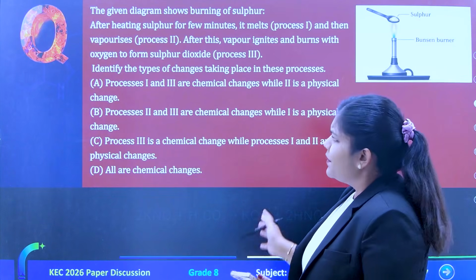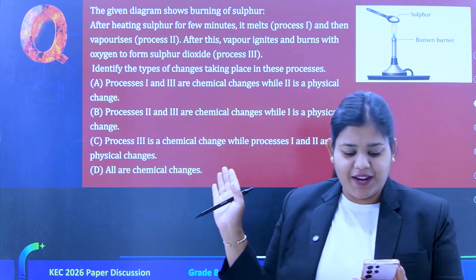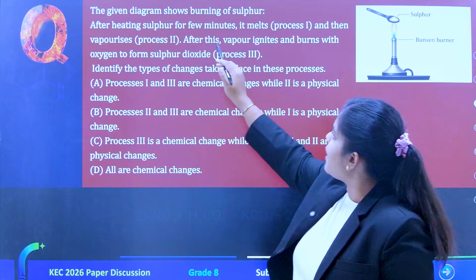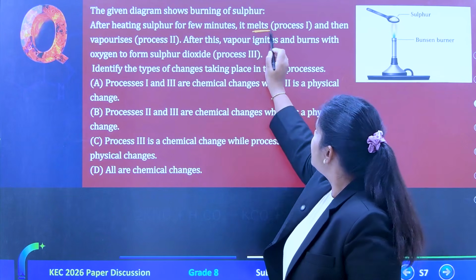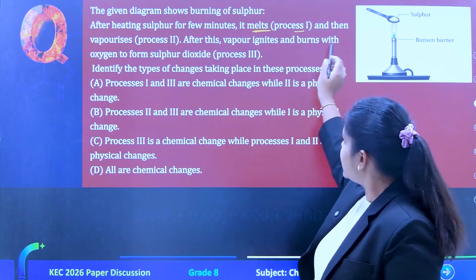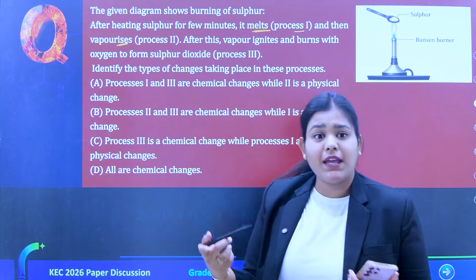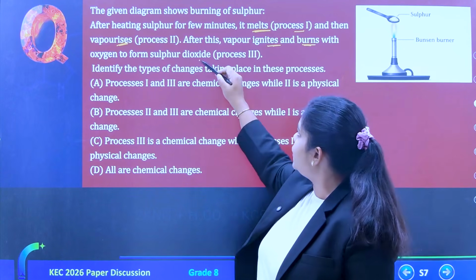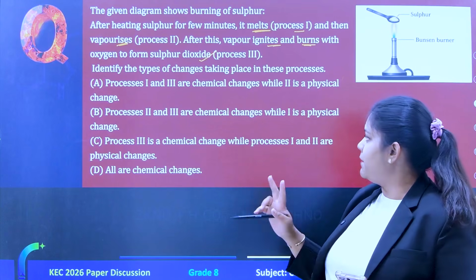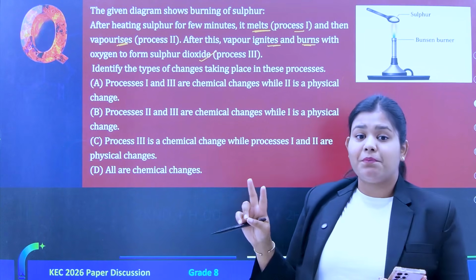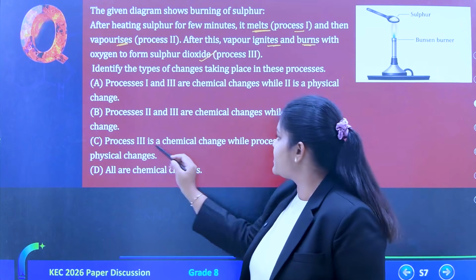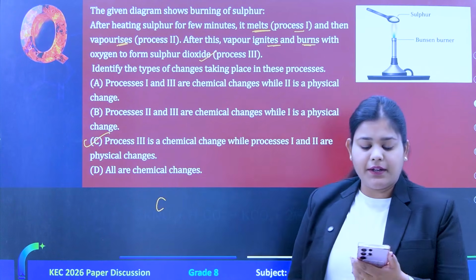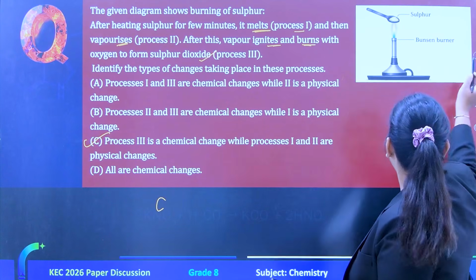Next. Yesterday only we did this question, right everyone? So you'll be very happy while looking at this question. It shows the burning of sulfur. After heating, sulfur in a few minutes melts. Melting means physical change, so process 1 is a physical change. And then it vaporizes, which again is a physical change. And then the vapor ignites and burns. Burning is a chemical change, and a new product is formed. So process 3 is a chemical change, while process 1 and 2 are physical changes. So option C is the correct answer for this question.